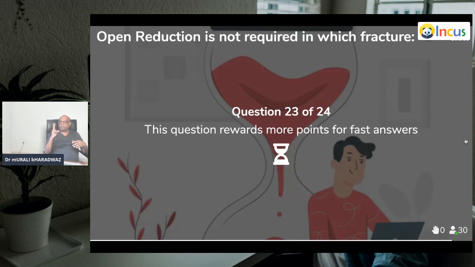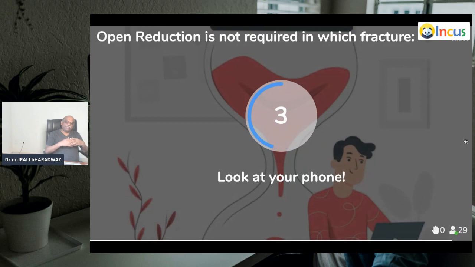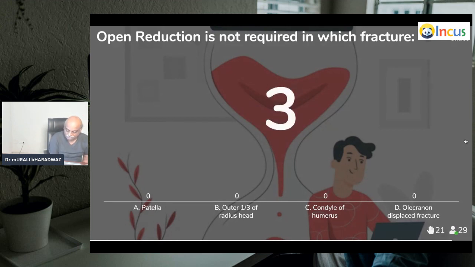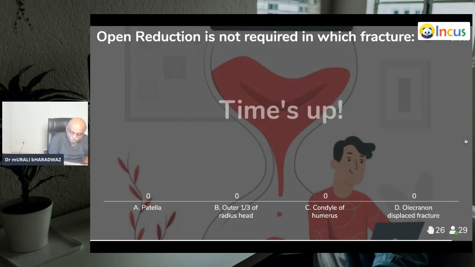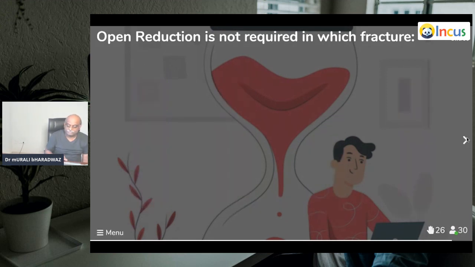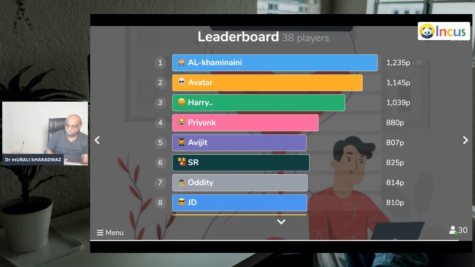The last two questions are going to decide the topper. Open reduction is not required in which fracture? Beautiful question. Very beautiful. Come on. Great. Outer one-third of the radial head. Open reduction is not required. Excellent. Al Khamenei.